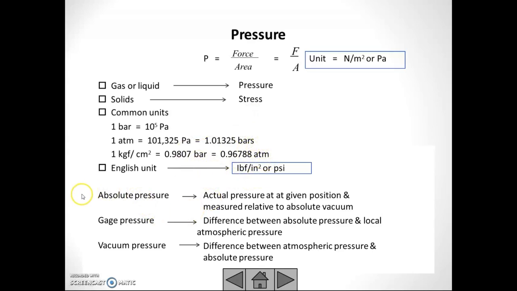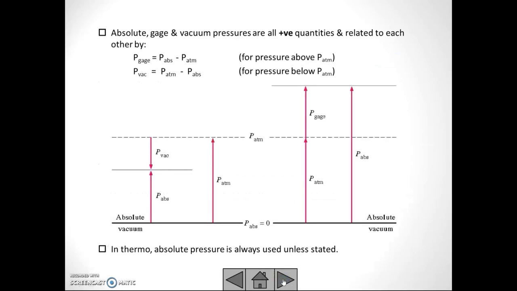We have absolute pressure, which is the actual pressure at a given position, measured relative to absolute vacuum, and gauge pressure, the difference between absolute pressure and local atmospheric pressure. The vacuum pressure is the difference between atmospheric pressure and absolute pressure. Absolute, gauge and vacuum pressures are all positive quantities and are related to each other by these equations.